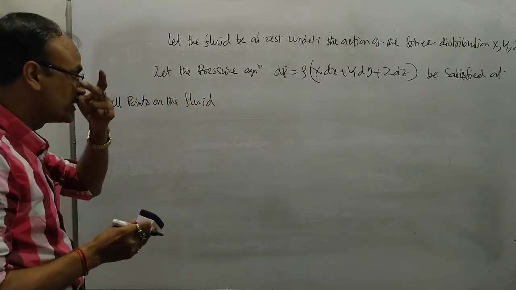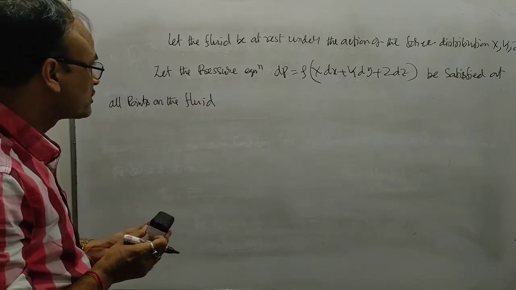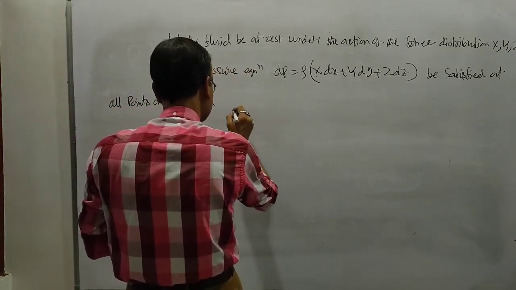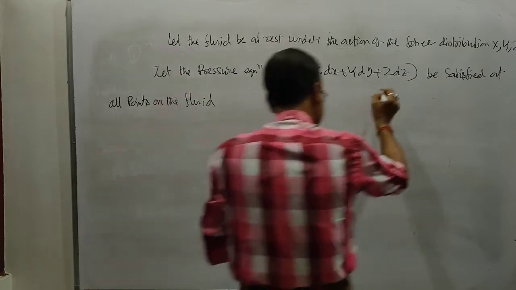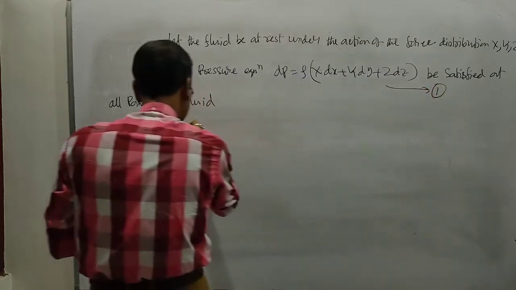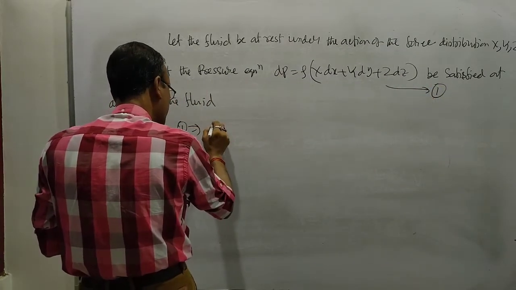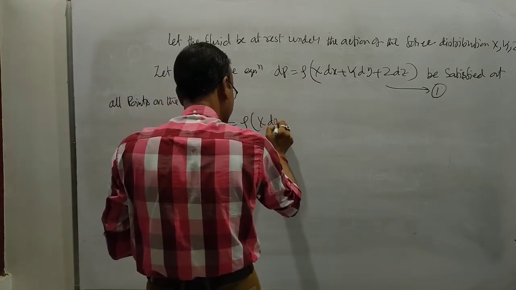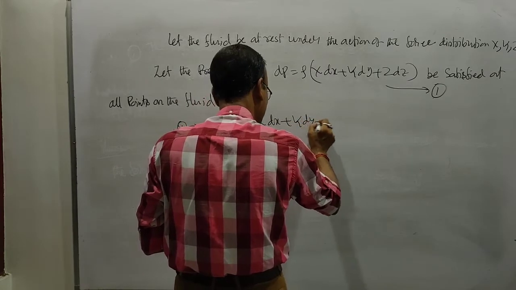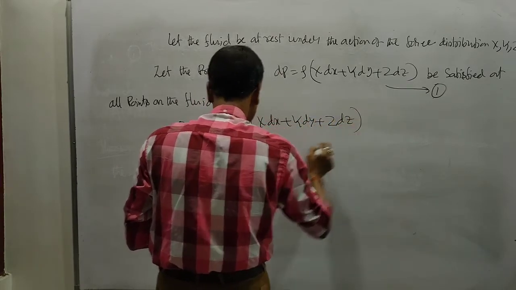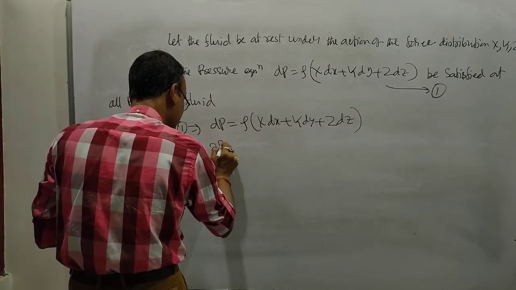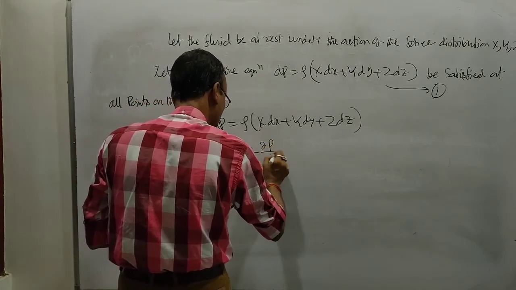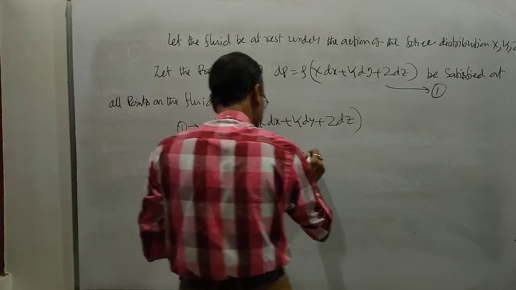Let the pressure equation be satisfied at all points of the fluid. Suppose this is number 1. Equation 1 implies dP equal to rho times (X dx plus Y dy plus Z dz). This means you may write ∂p/∂x dx plus ∂p/∂y dy plus ∂p/∂z dz.